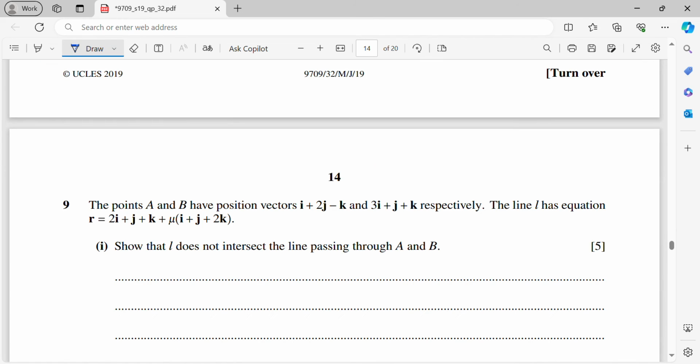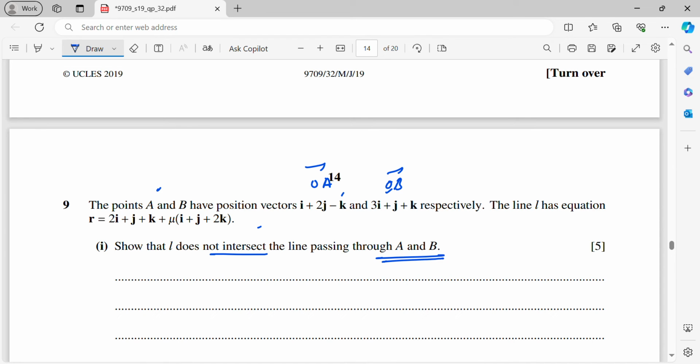Now, next question, number 9. The points A and B have position vectors. That means this is OA, this is OB, two vectors. The line L has this equation. Show that L does not intersect the line passing through AB.